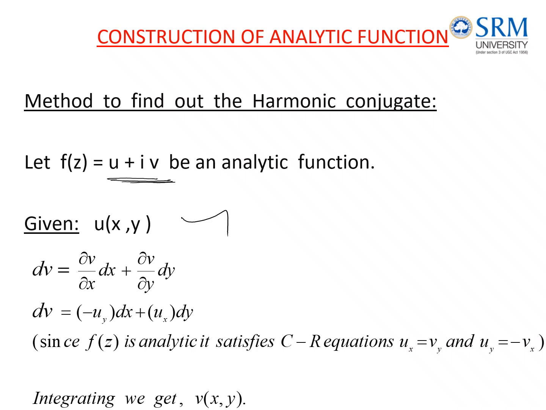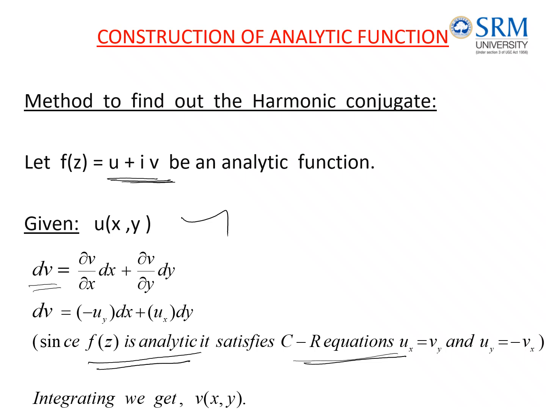total differential coefficient of v. That is, we need to write dv as dou v by dou x into dx plus dou v by dou y into dy. Then this dou v by dou x and dou v by dou y we can rewrite using the Cauchy-Riemann equation. As the function is given as an analytic function, the CR equation will be satisfied. So applying the CR equation, we can write vx as minus uy and vy as ux.